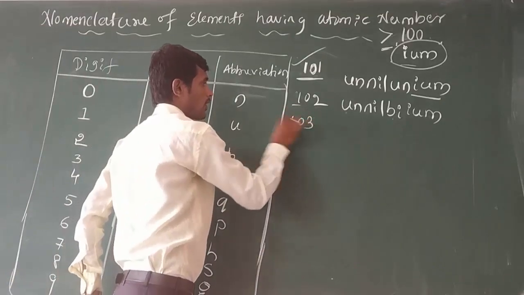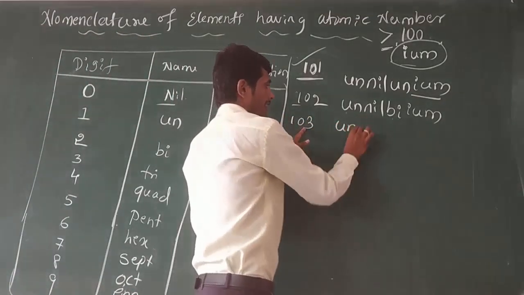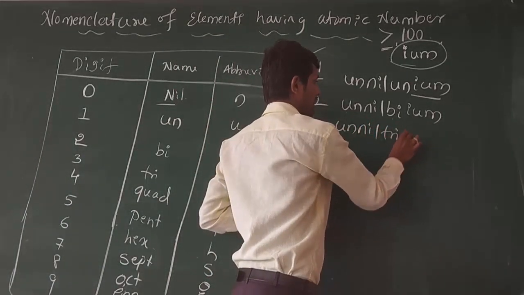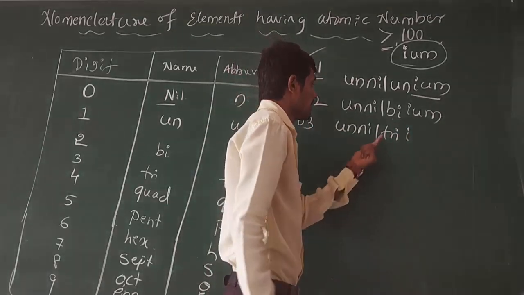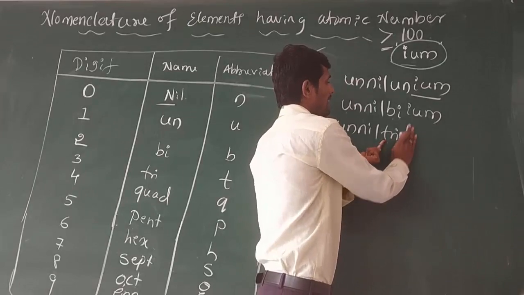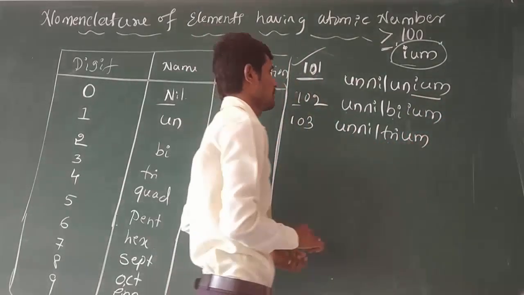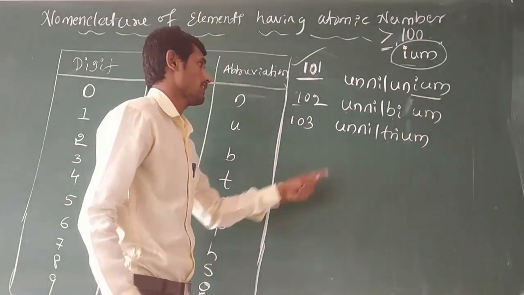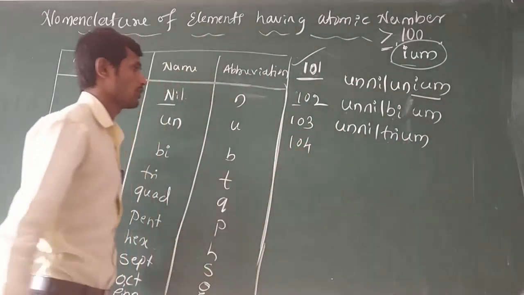Next 103. 1 is un, nil for 0, and for 3 tri. Okay, see another important point. Here tri IUM: instead of double I, write only one I with M. So unniltrium. It is correct. Next 104.